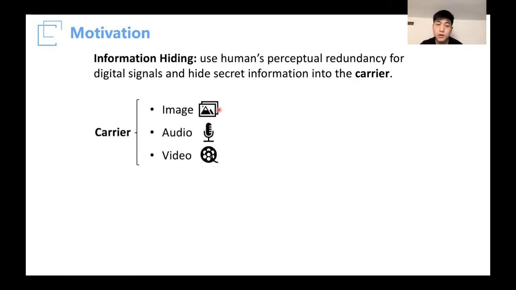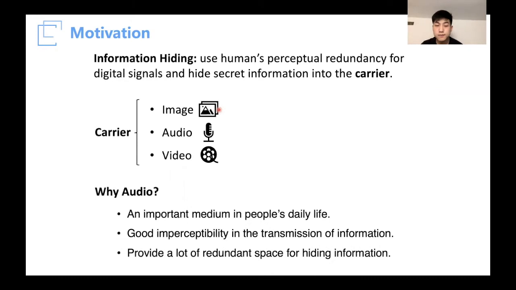Generally, the carrier can be divided into three types: images, audios, and videos. And why is audio chosen to be researched? Because it's an important medium in people's daily life, and it has good imperceptibility in the transmission of information. In the meantime, it can provide a lot of redundant space for hiding information. So we choose audio to do the information hiding.